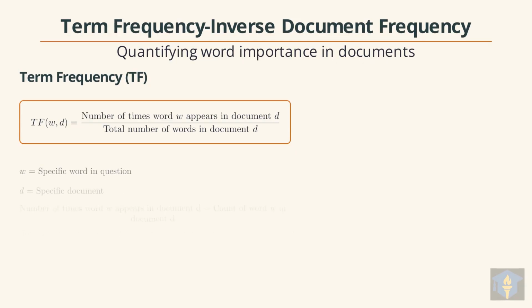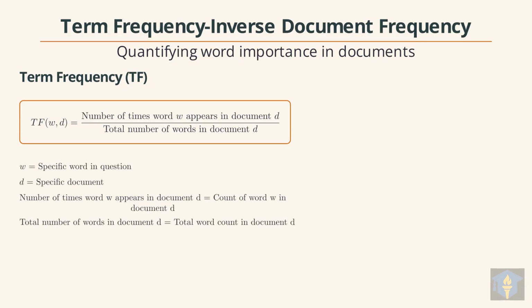Here, W represents the specific word we are currently interested in analyzing, and D refers to the particular document we are examining at that moment. The numerator is simply the count of how many times the word W occurs within document D.